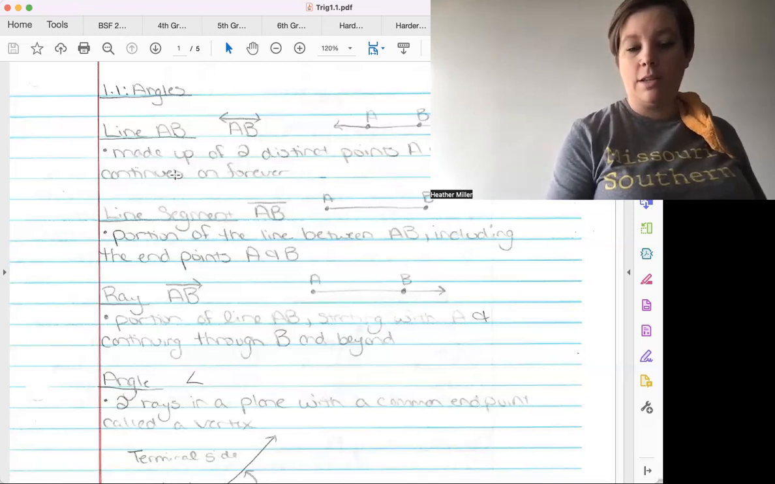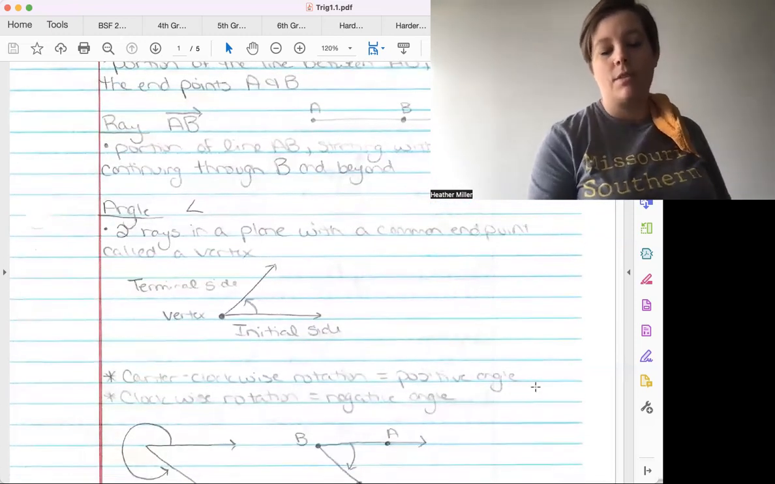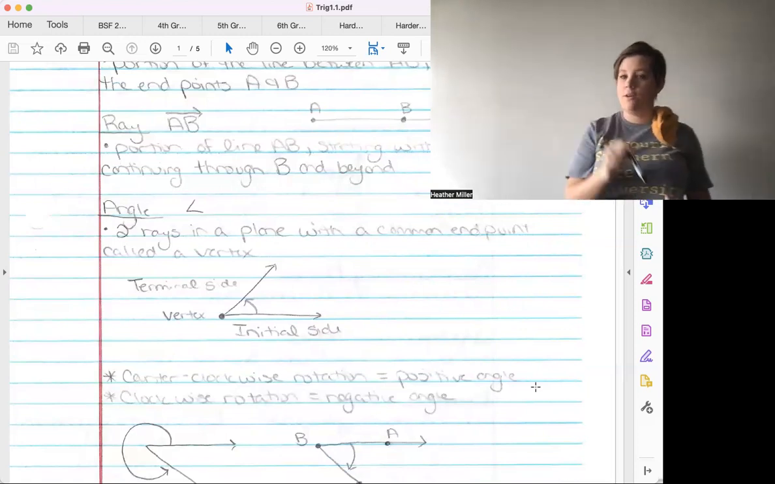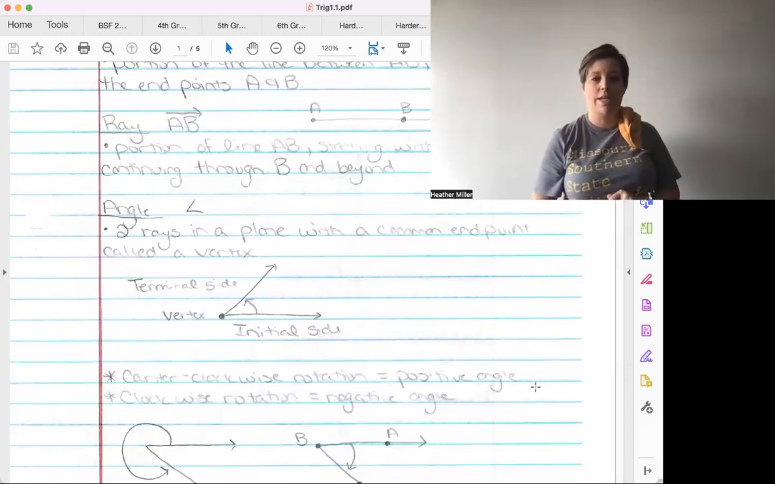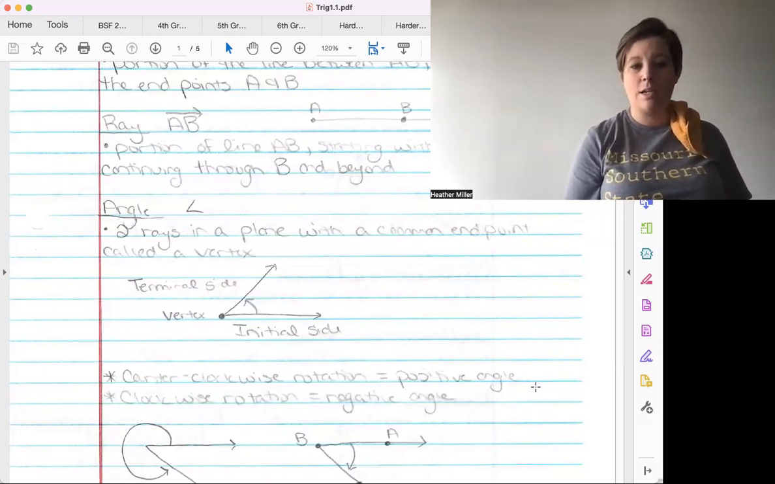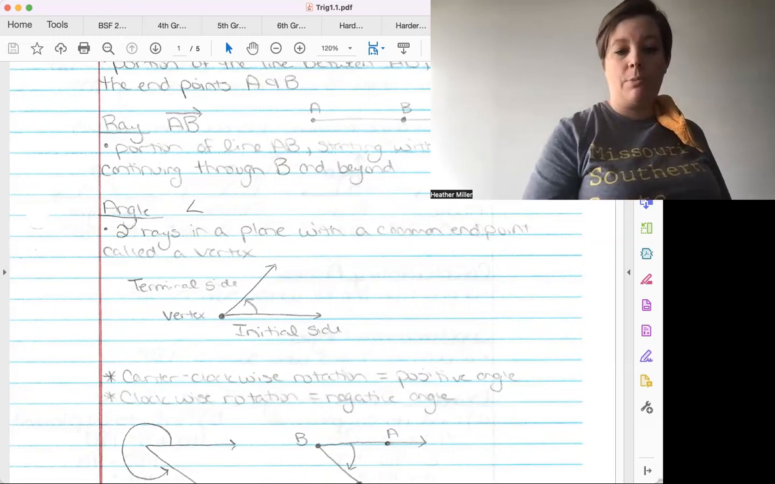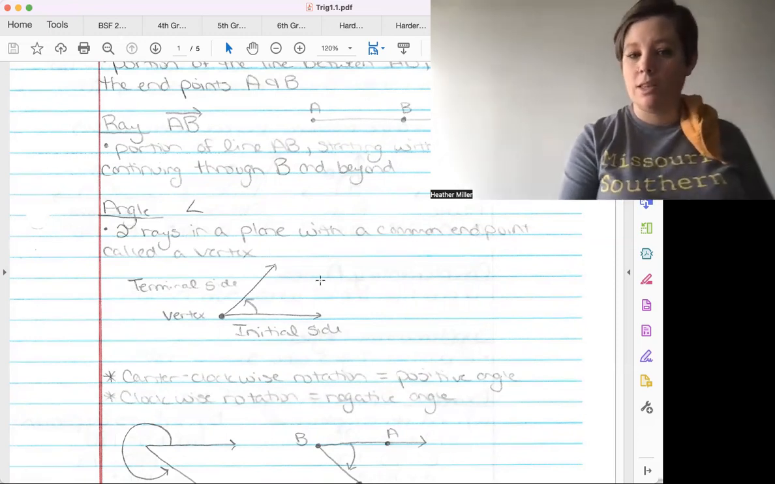So line, line segment, ray. The next is angle. I drew a little angle there. That's usually the symbol we use to indicate an angle. An angle is two rays in a plane with a common endpoint, and that common endpoint is called the vertex of your angle. So here's a general picture with all the different parts labeled.